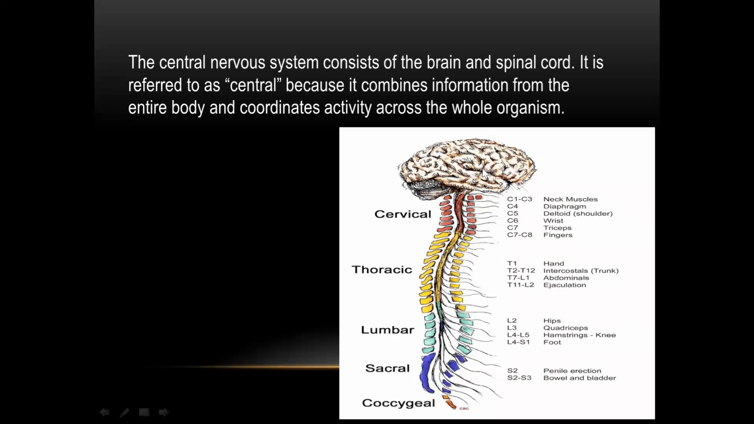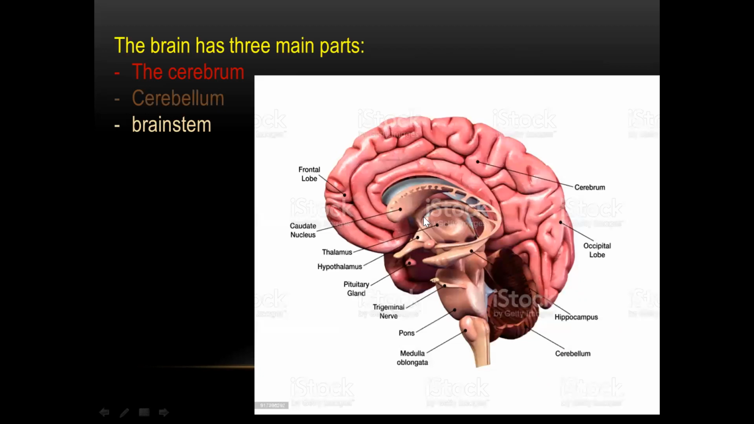The central nervous system consists of the brain and all its parts, and the spinal cord. The brain has three main parts: the cerebrum, which is the largest one, the cerebellum, which is also called the little brain, and the brain stem. The brain stem also has three parts: midbrain, pons, and medulla oblongata.